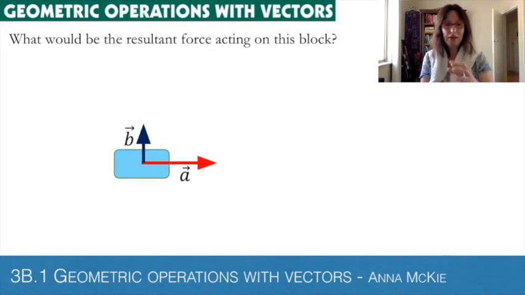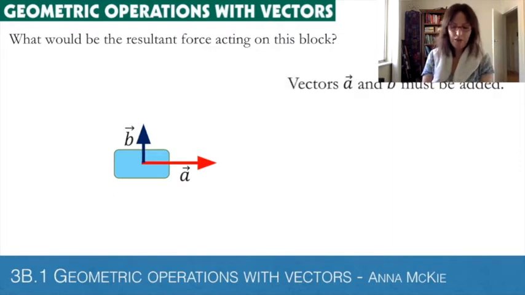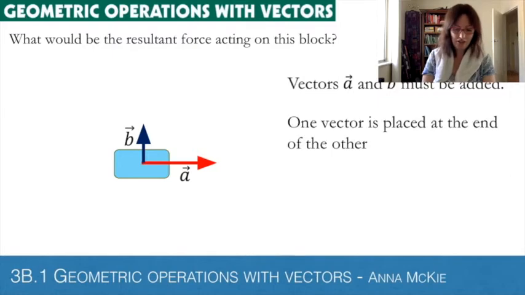So imagine something doesn't just move to the right, and then wait, and then go up. Both of those forces are acting on it at the same time. So imagine how that's going to be pulled along. We have to add the vectors A and B together to find the resulting force.